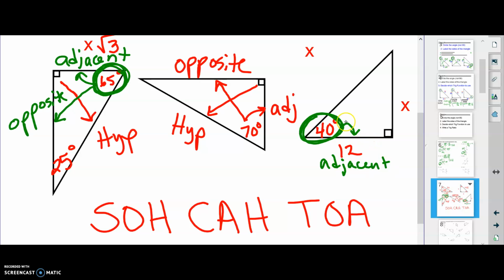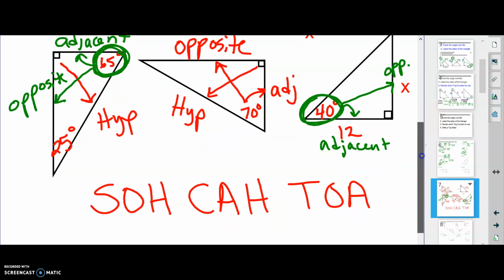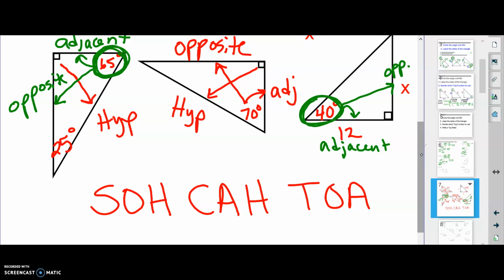The X is the one all the way across, so that one is going to be the opposite. I'll just abbreviate there. Okay? So now in our homework, what we're going to practice here in a minute is that we have to decide which ratio we want. Well, let's check it out.